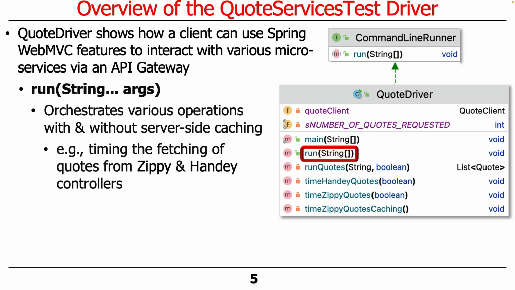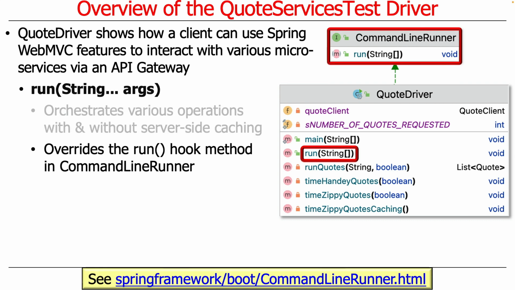And you can think of run as basically emulating a console-based command line style interaction where you can actually have it interact with the program that's running microservices on the console, if you will. And that basically has all the logic that does the calls to the microservices, and it times how long it takes to fetch quotes and do various things from the Zippy and Handy controllers. And here's the command line runner. You can see here this is an interface which has a run method that we have to implement.